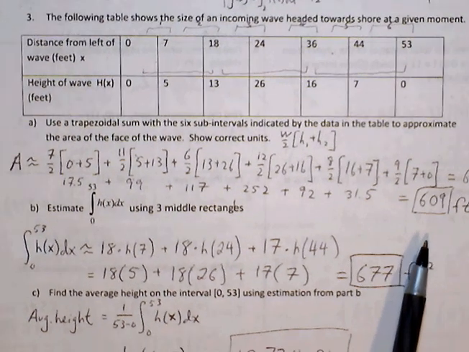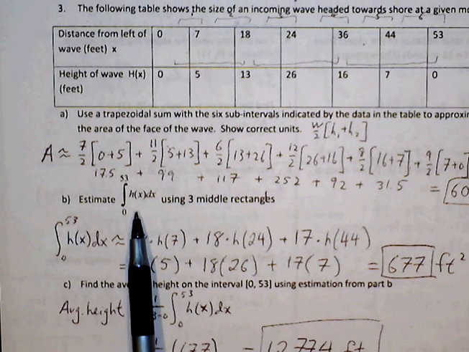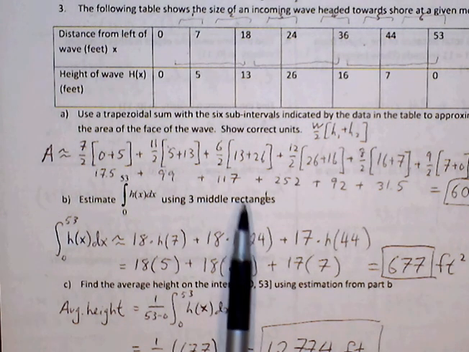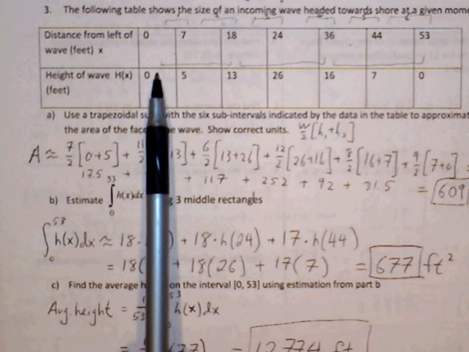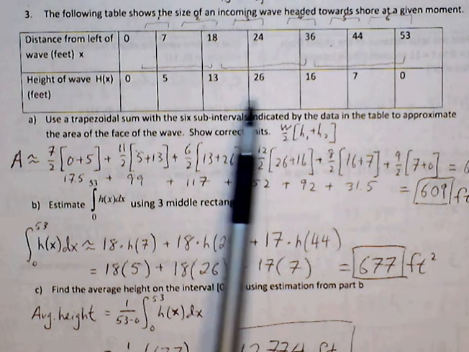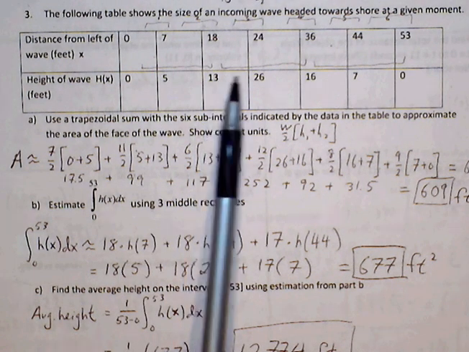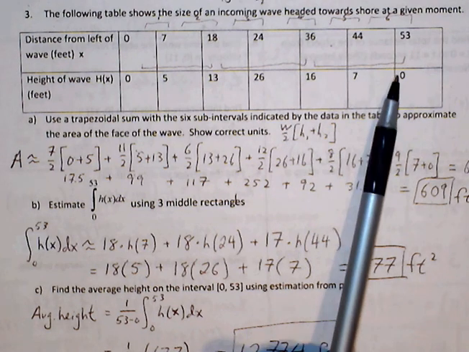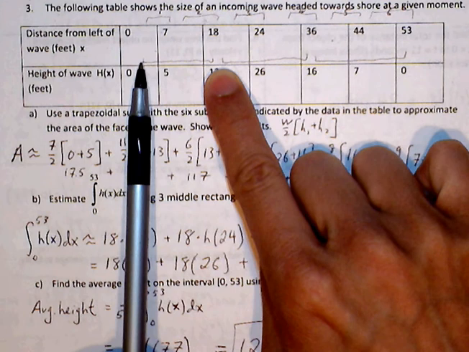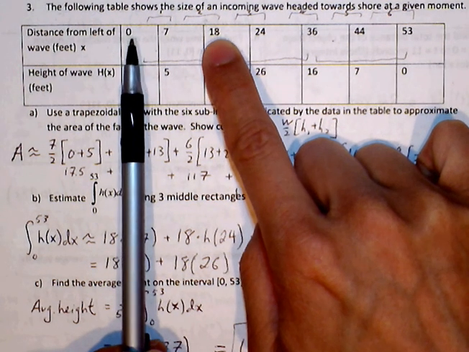All right, part B. Estimate the definite integral of h of x from 0 to 53 using 3 middle rectangles. So now we want to split all these ordered pairs into 3 subintervals. So here's my first subinterval. Here's my second subinterval, and here's my third subinterval. Now to find the width, I'm going to look at the endpoints of each of these subintervals and just subtract these values. So 18 minus 0 will be the width of my first rectangle.